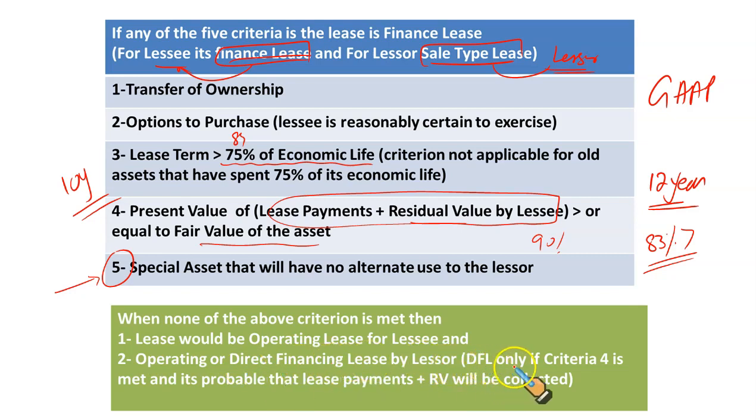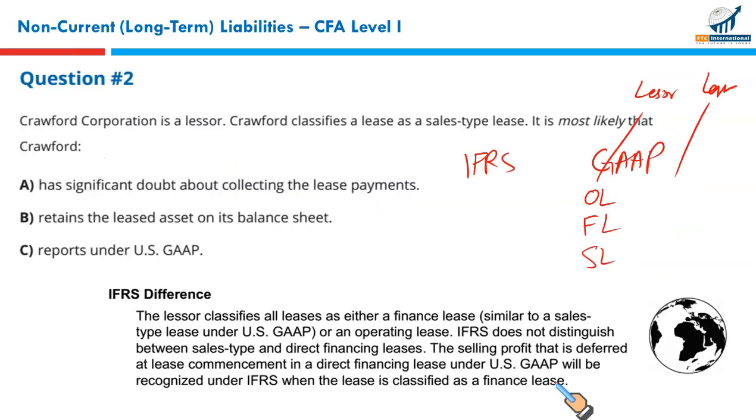Direct financing lease only if criteria 4 is met, this one, and it is probable that the lease payment plus residual value guaranteed by the lessee will be collected by the lessor, right? So going back to our question, this was the question. Crawford Corporation is a lessor. Crawford classifies lease as a sale type lease. Yes. Sale type lease basically is the new classification of finance lease.